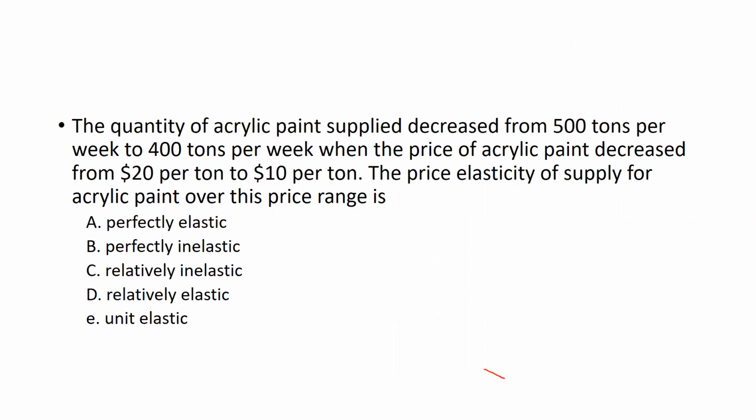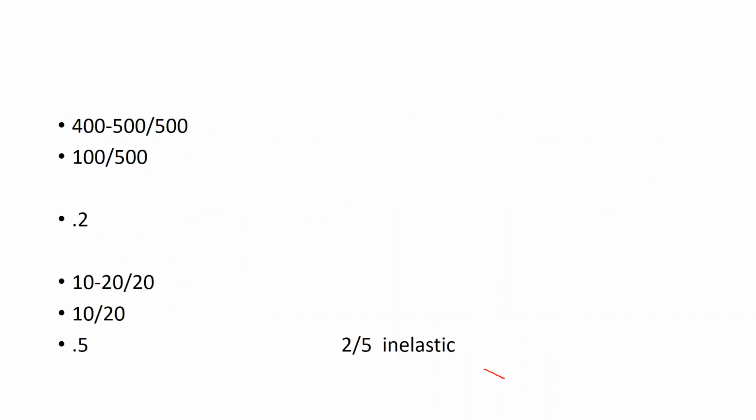The quantity of acrylic paint supplied decreased from 500 tons per week to 400 tons per week when the price of acrylic paint decreased from 20 to 10. The price elasticity of supply for acrylic paint over the price range is... All right, again, hit the pause button, figure it out. I'm going to be back.